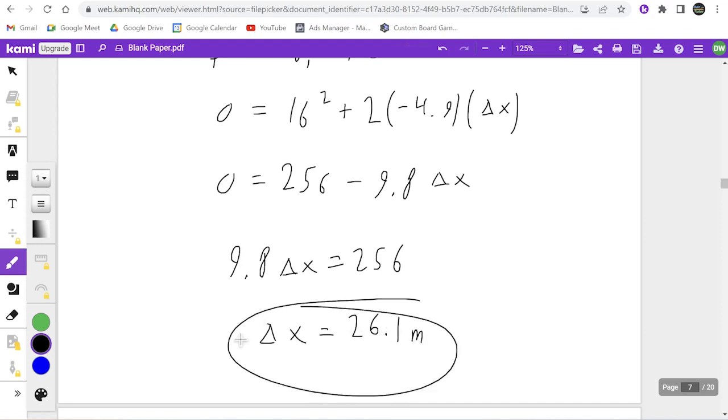That is the minimum stopping distance if you don't want the crate of apples to slide. And by the way, that's a little bit less than 30 yards, probably 28 yards, I bet.